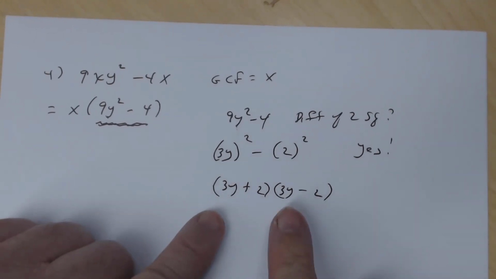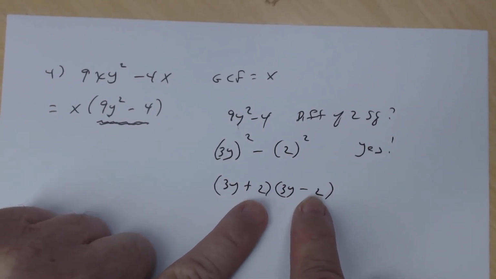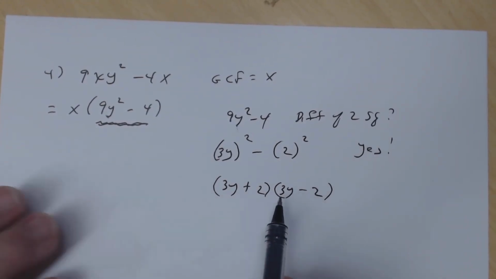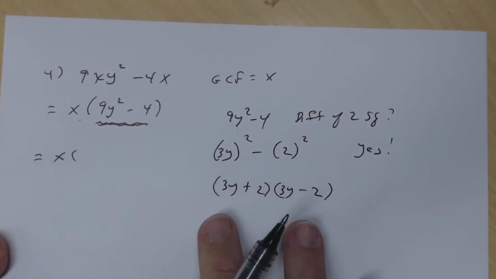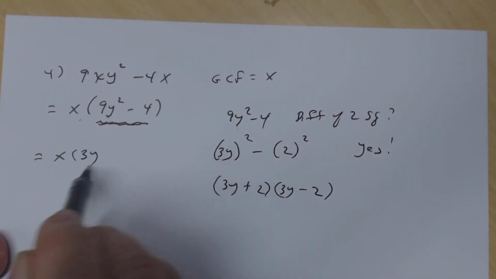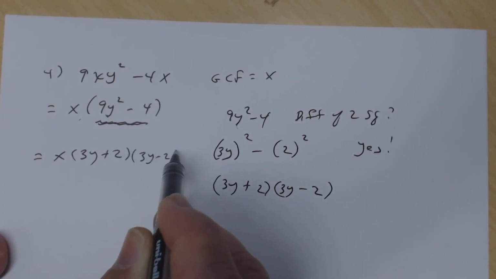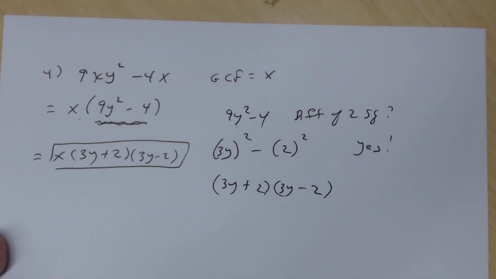So notice when you have the difference of two squares, the first terms are alike, and the last terms are opposites of each other. And so now your answer is going to be the GCF x times these two binomials: 3y plus 2 times 3y minus 2. Okay? All right, so that's how you factor this difference of two squares.